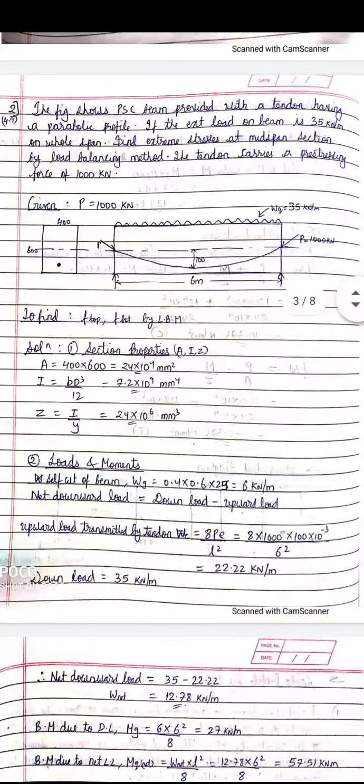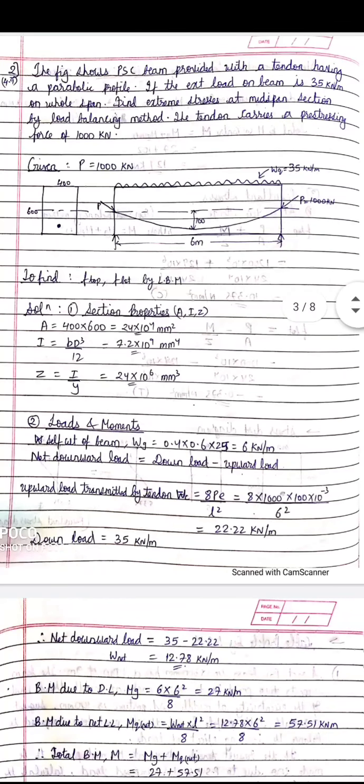1000 kN. Okay, so what basically is asked in the question is to find out the extreme fiber stresses with the help of load balancing method. So I have drawn the cross section and the longitudinal section with the dimensions. Your live load is 35, pre-stressing force is 1000, span is 6 meters, and eccentricity is 100 mm at the center, and your profile is parabolic. So we have to find out f top and f bottom by load balancing method.